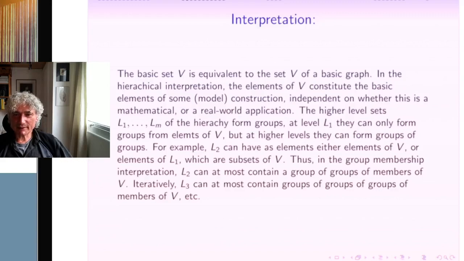So for example, L2 can have as elements either elements of V or elements of L1, because both V and L1 are at a lower level of the hierarchy. And L1 itself, of course, are subsets of V. So you have here subsets of subsets. And thus the group membership, if you use now the group membership interpretation, L2 can at most contain a group of groups of members of V. That's exactly what it is. And now you interpret this iteratively, so L3 can at most contain groups of groups of groups of members of V, etc., etc.